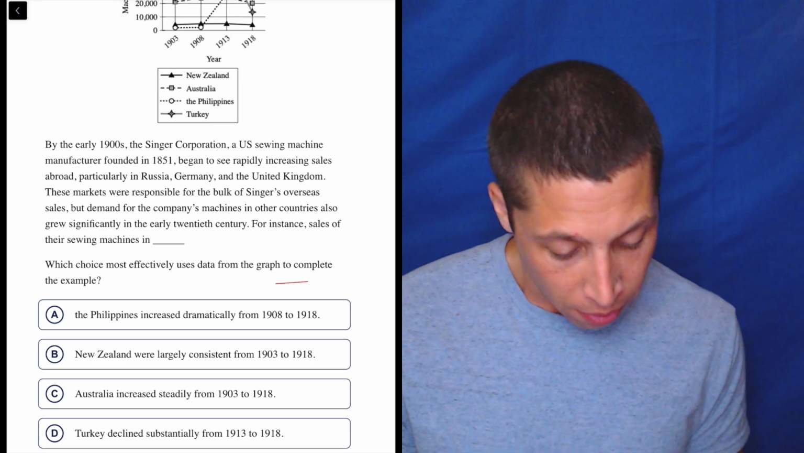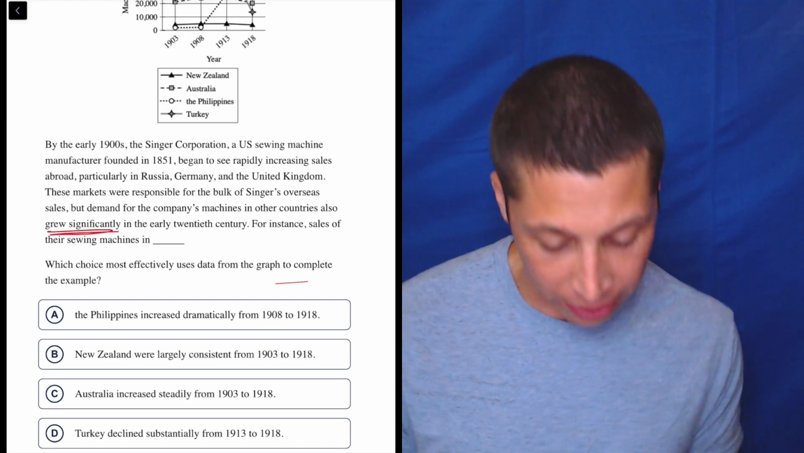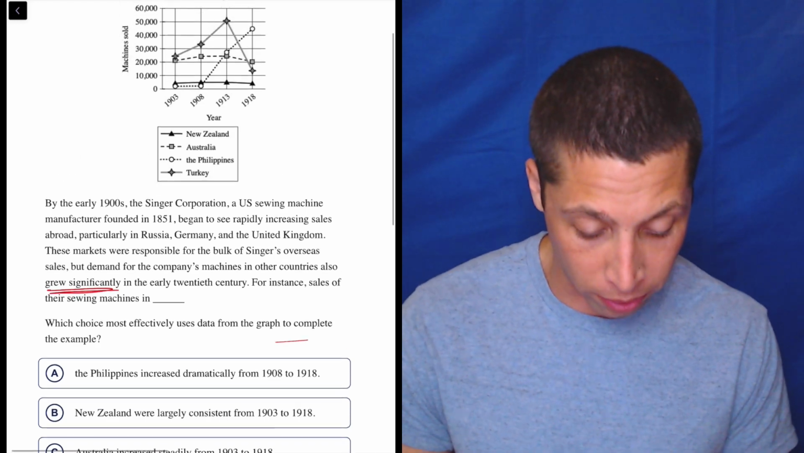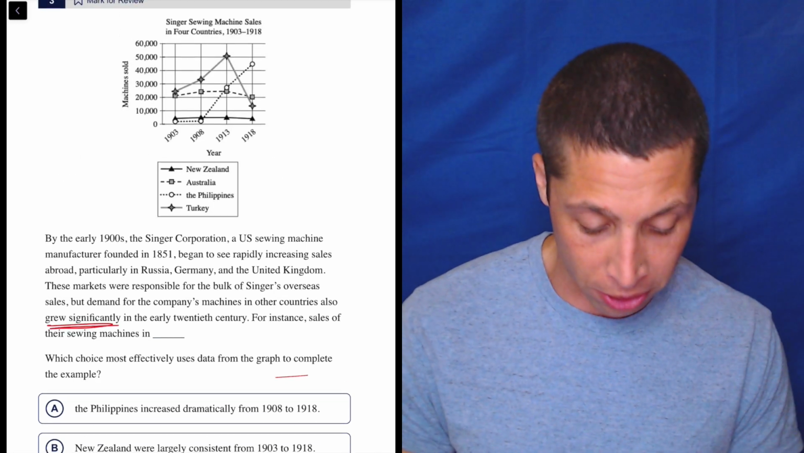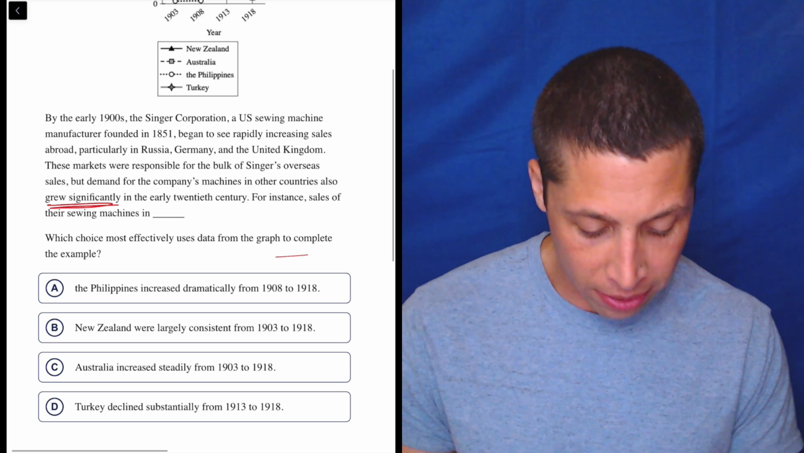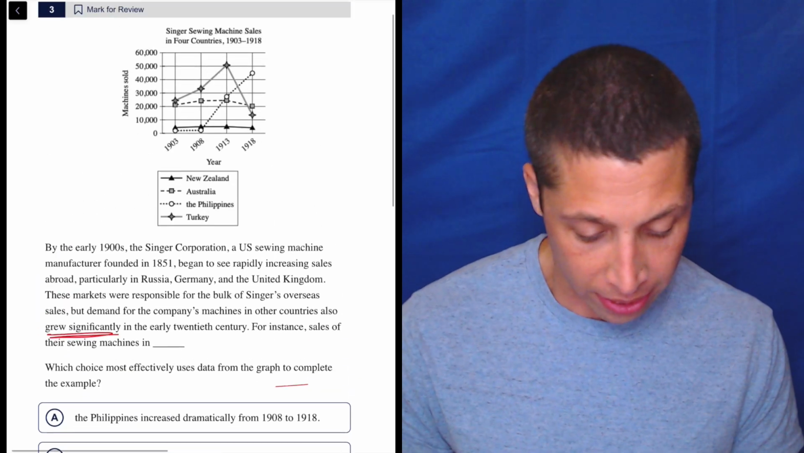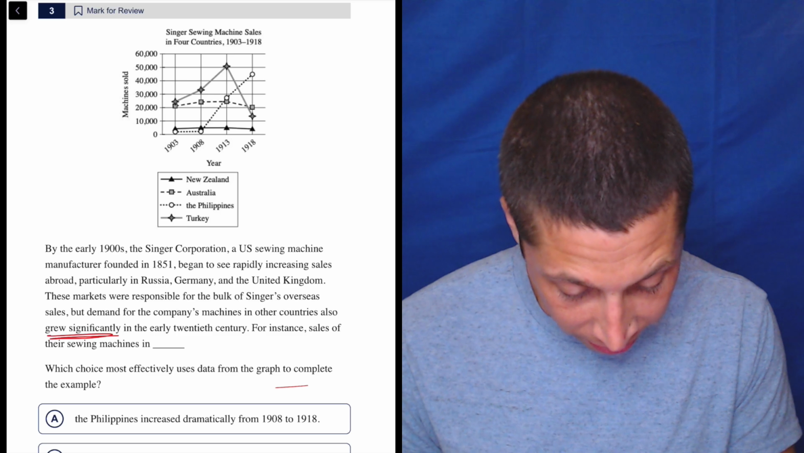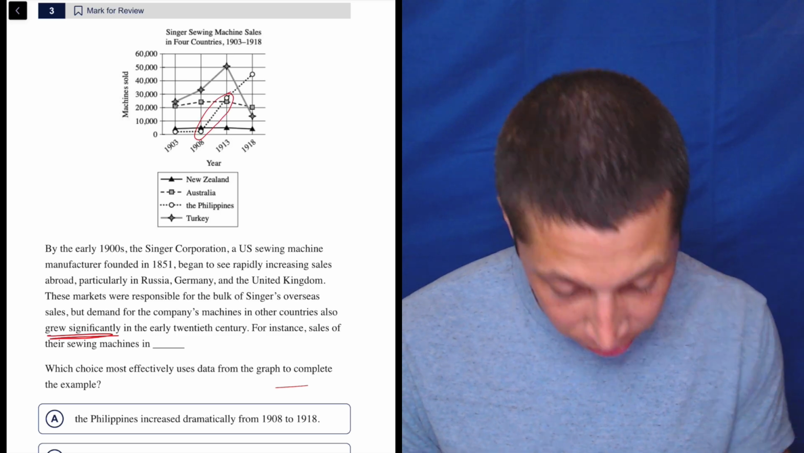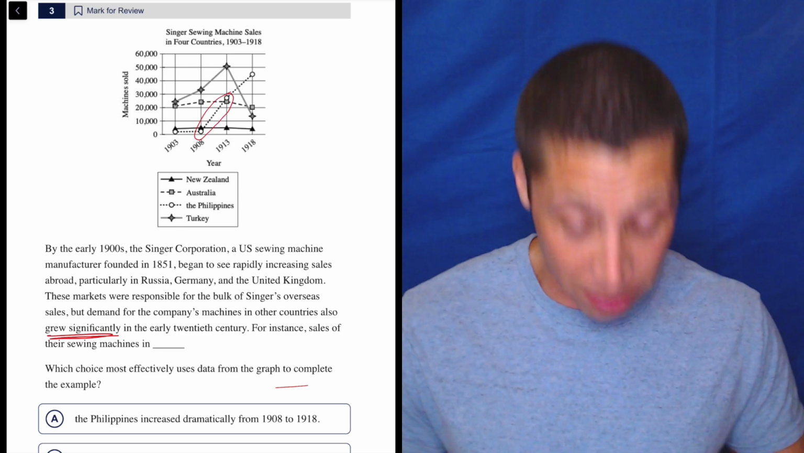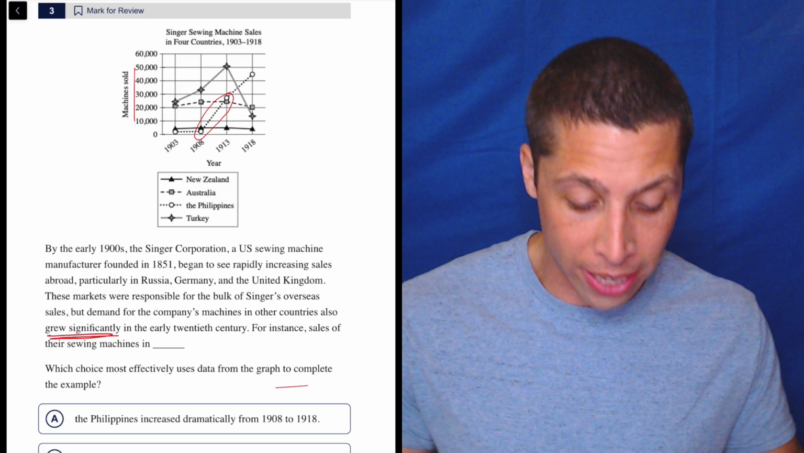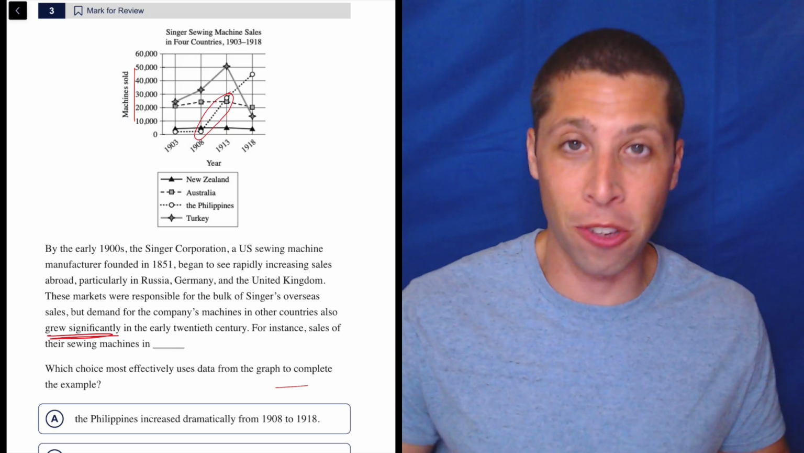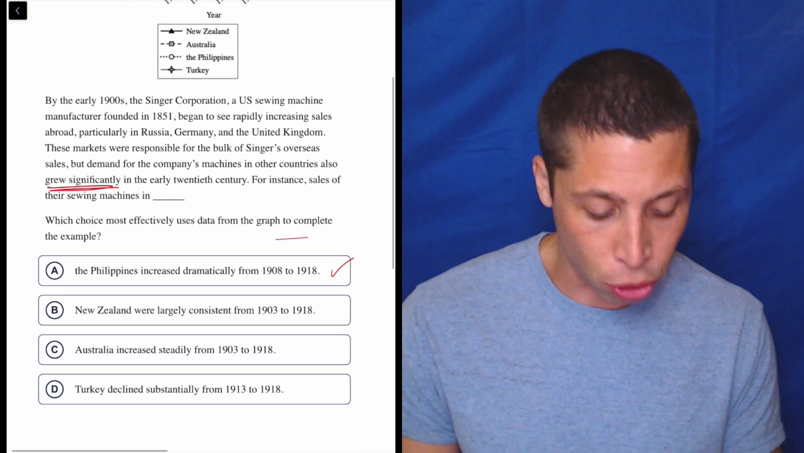Okay, so they're basically saying grew significantly. So I'm looking for some sort of increase. I see a bunch of different increases here, but let's take a look. The Philippines increased dramatically from 1908 to 1918. So the Philippines, that's the circle. So that's 1908 to 1913. That's kind of like right here, these two. That seems like an increase to me. Things are going up. The machine sold, right? Look at your x-axis, make sure there's nothing funky going on. But yeah, that seems true.